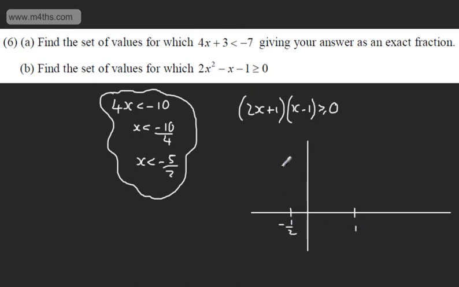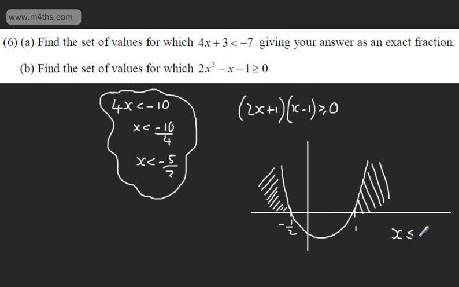I'm now going to draw a parabola. I've got a positive parabola. We're interested in where this is going to be 0 or greater. We can see it will be to the left of minus 1/2 and to the right of positive 1. So we can say that x will be less than or equal to minus 1/2, and x is going to be greater than or equal to 1. And that now gives us the set of values for which 2x squared minus x minus 1 is going to be greater than or equal to 0.